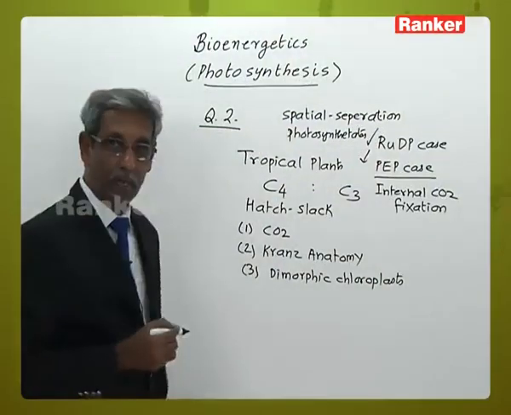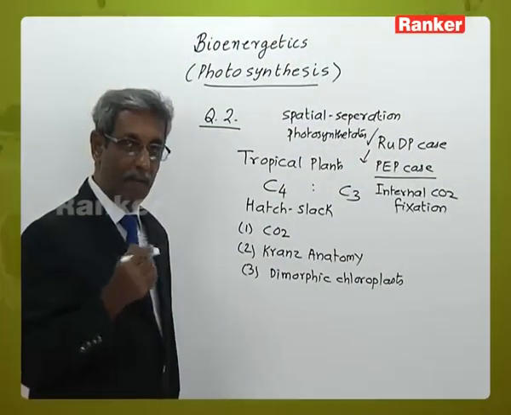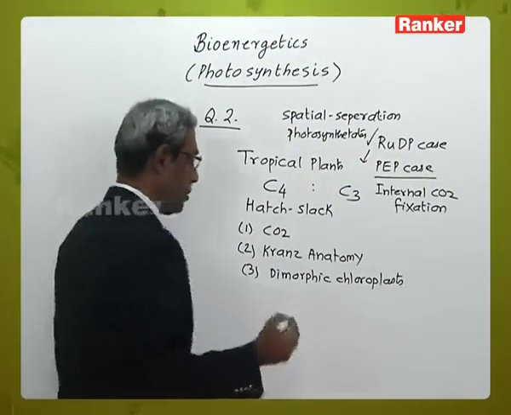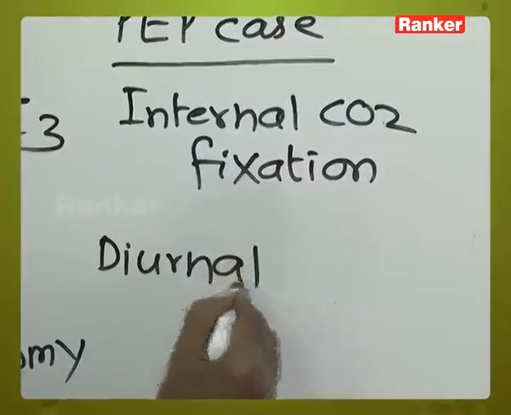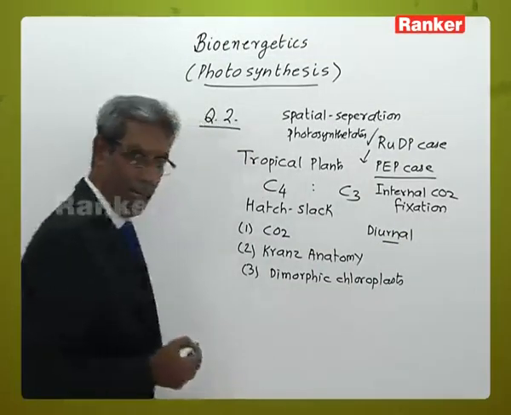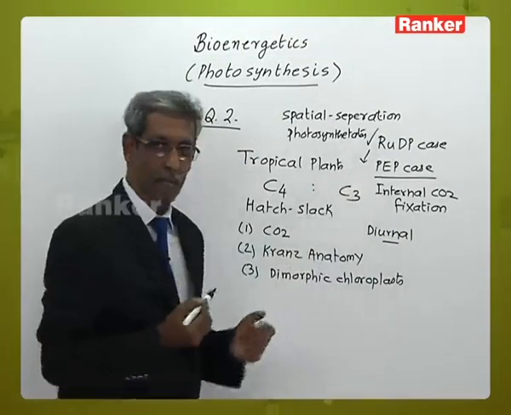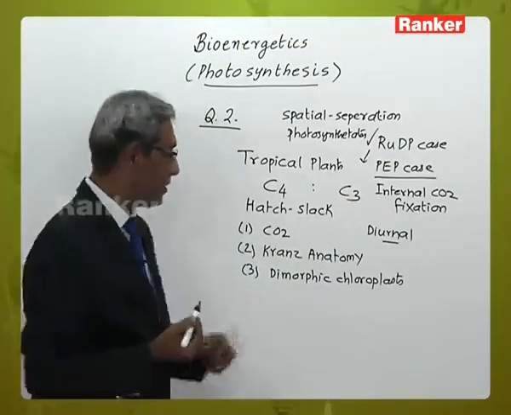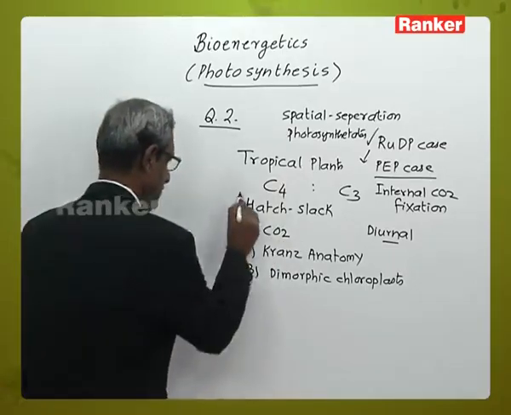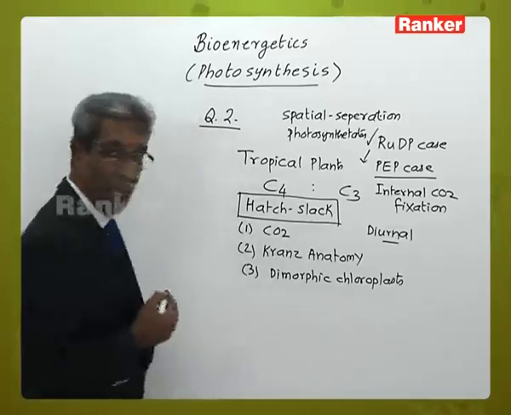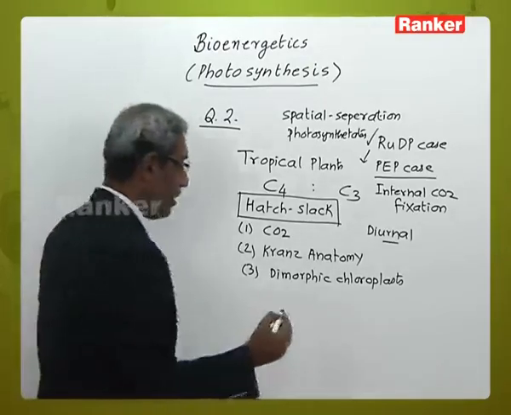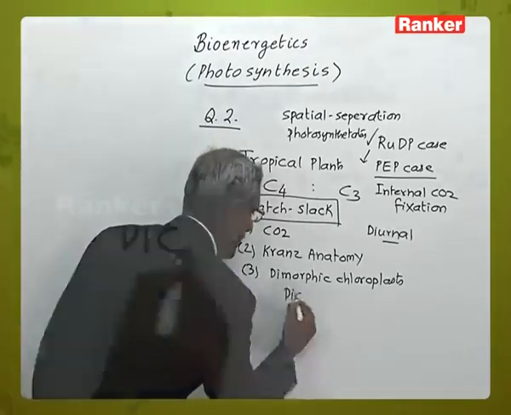And again, when you take the tropical plants, they are very, very efficient because they show diurnal chloroplast, and they have specialized enzymes like phosphoenol pyruvate carboxylase. So this pathway, which has been discovered in tropical crops by Hatch and Slack, is popularly termed the Hatch-Slack pathway. Otherwise, it's also termed the dicarboxylic acid cycle.